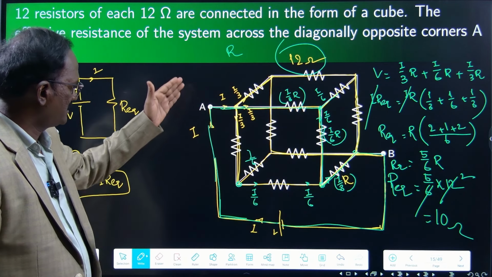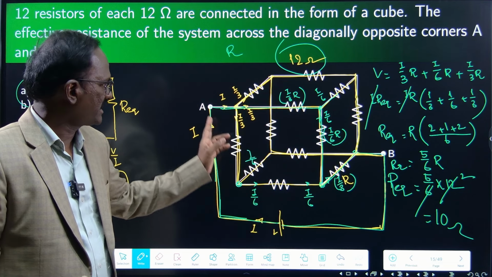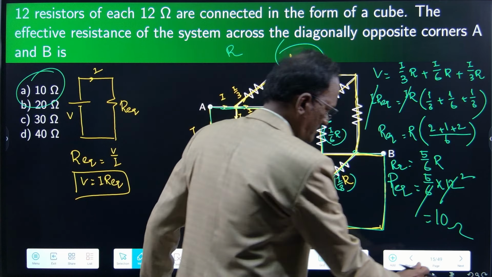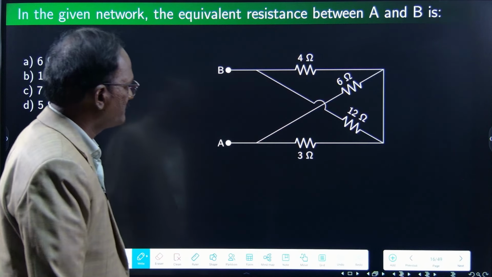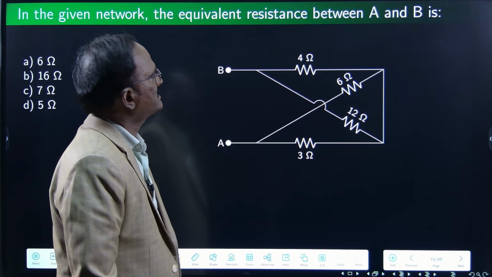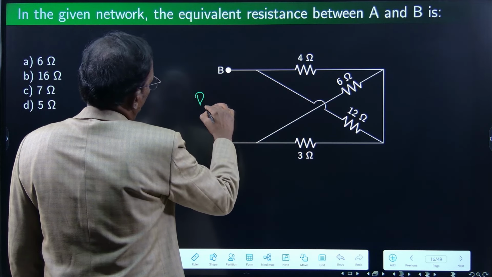So the tip is: connect one battery, assume one battery connected between A and B, and trace the circuit, right? That is the tip here. In the given network, the equivalent resistance between A and B is what?